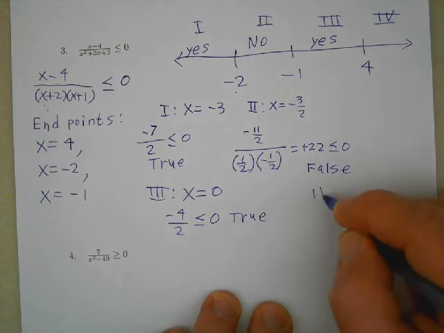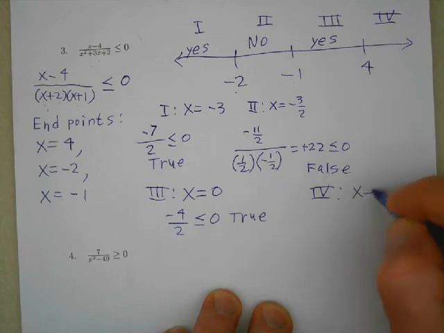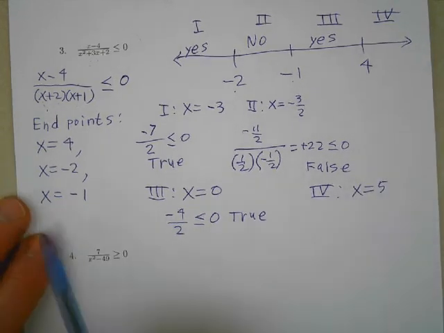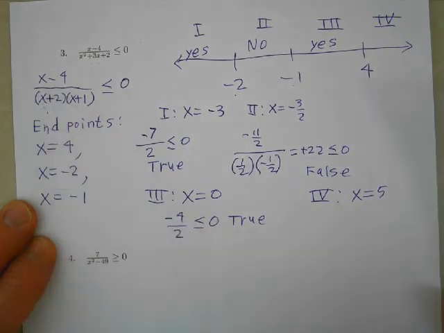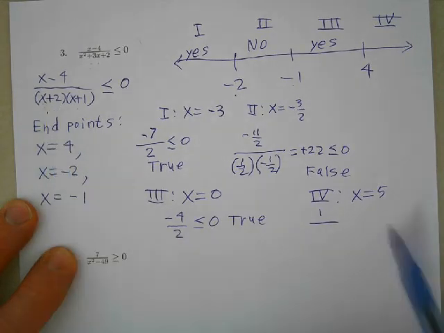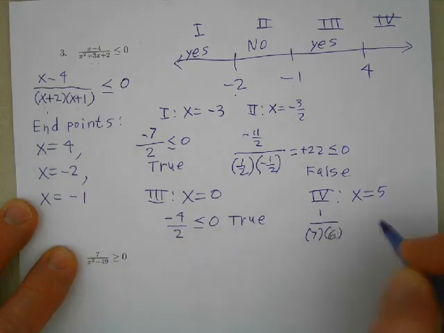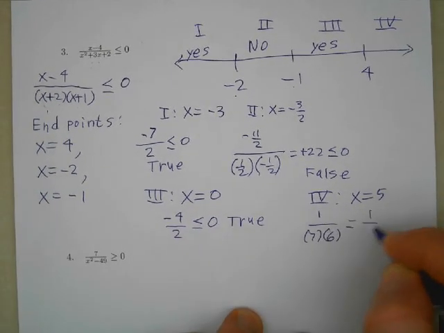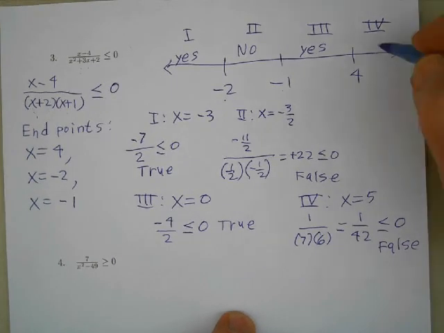And then finally, in the fourth interval, pick a number bigger than 4, like x equals 5. And I'll use the factored form this time. In the numerator, 5 minus 4 is 1. In the denominator, in this factor, 5 plus 2 is 7. In the other factor, 5 plus 1 is 6. So this is 1/42, and less than or equal to 0. That's false. So none of the numbers in the interval from 4 to infinity are solutions.